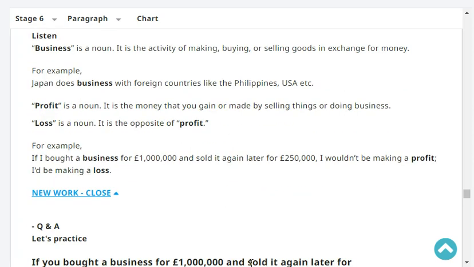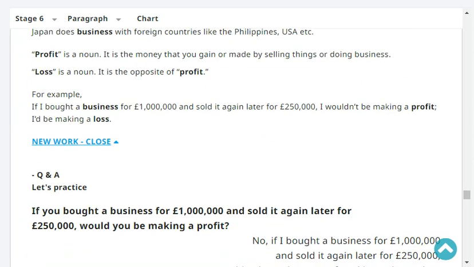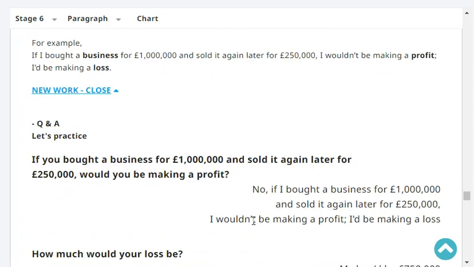For example, if I bought a business for £1 million and sold it again later for £250,000, I wouldn't be making a profit. I'd be making a loss. Let's practice. If you bought a business for £1 million and sold it again later for £250,000, would you be making a profit? No.